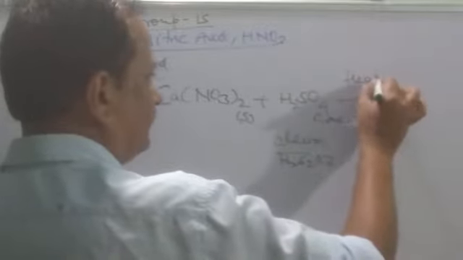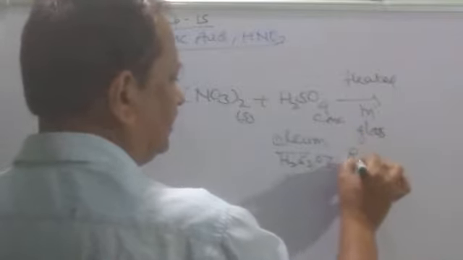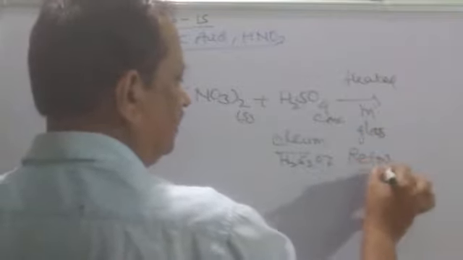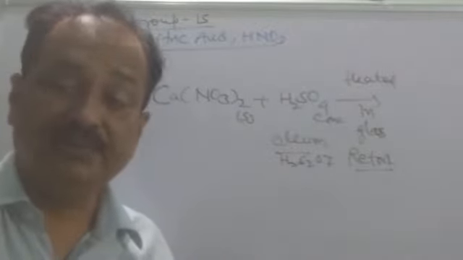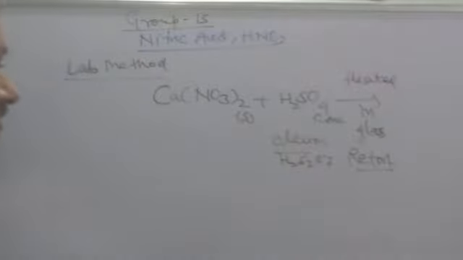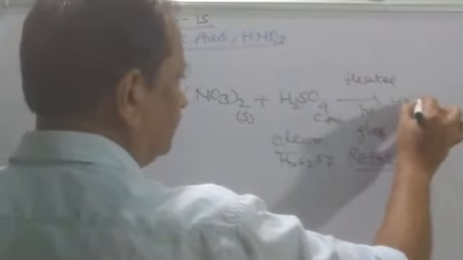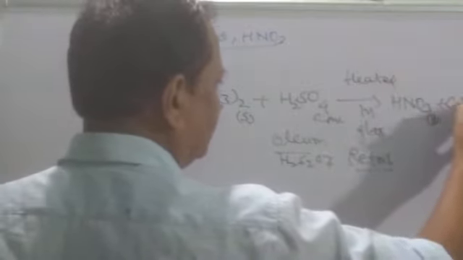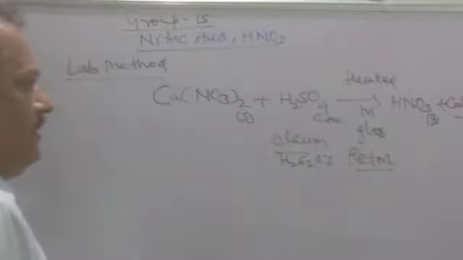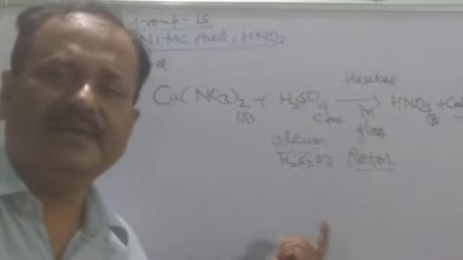It is heated in a glass retort, a very special type of glassware, which we'll see shortly. There is the formation of HNO3 gas, and calcium sulfate. Then the HNO3 fumes can be condensed, but this is rarely used.